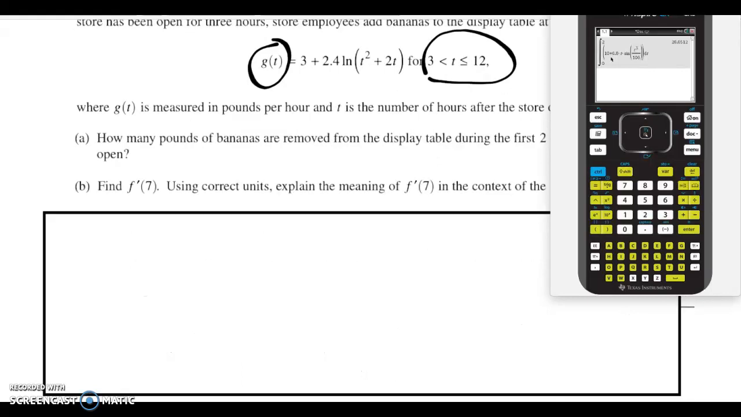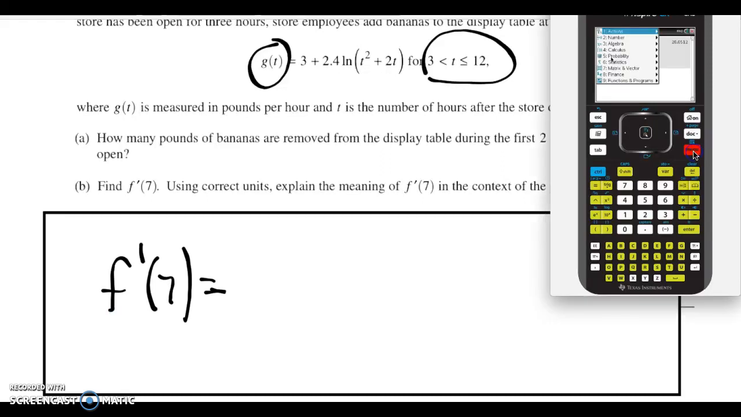Pretty straightforward, and now they ask me to find f prime of 7, which is the derivative of that function at t equals 7. So I'm going to go on my calculator. I'm just going to write it down. F prime of 7. I don't have to find f prime. I can let my calculator do it. I can go menu, calculus. I can either do derivative and then put 7 in, or I can just go derivative at a point, and it'll give me the derivative at that point. My variable is t. You can use x if you want. My value is 7. Then hit enter.